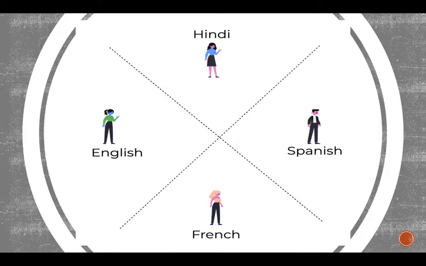So here you can see we have four persons. Person A can speak English, person B can speak Hindi, person C can speak Spanish, and person D can speak French. Now, if they want to communicate, since they can't understand each other's language, they are unable to communicate with each other. To overcome this problem, they came up with one solution.